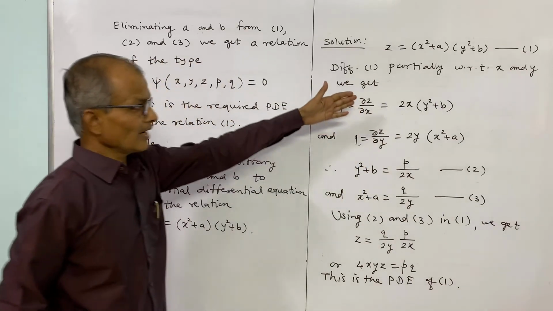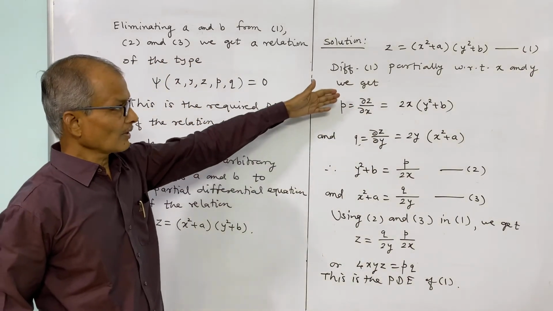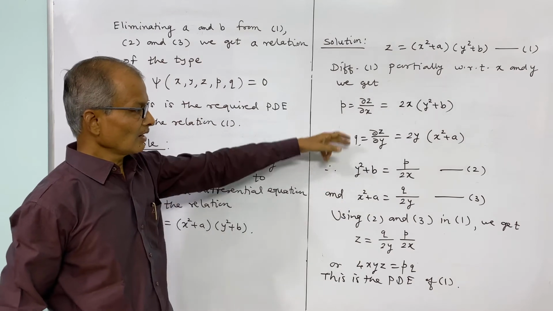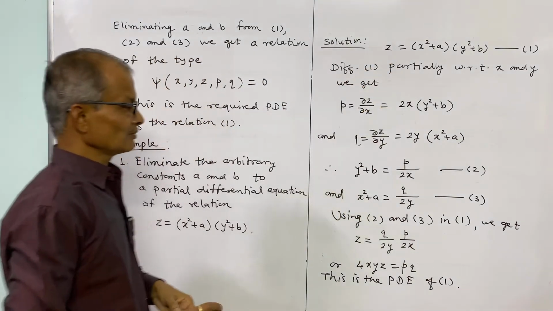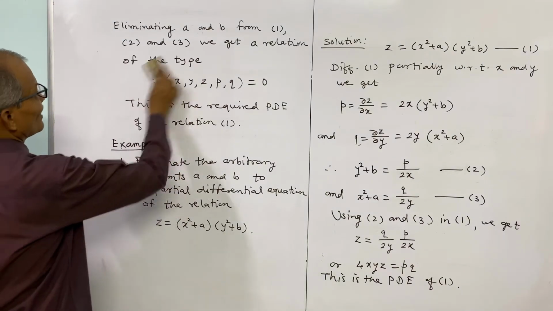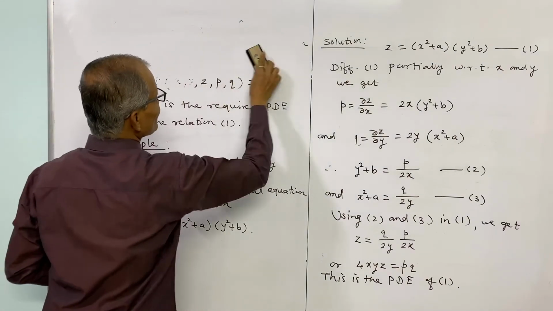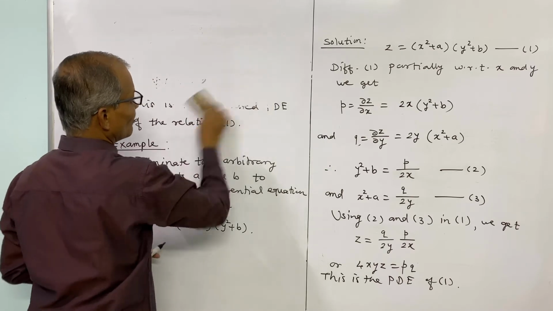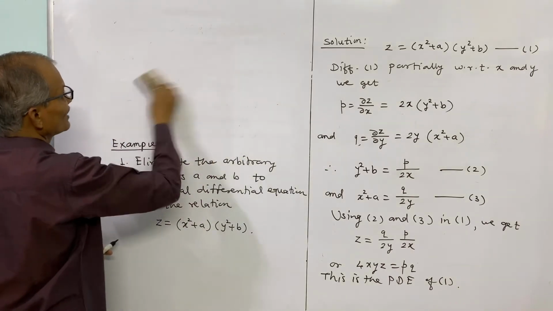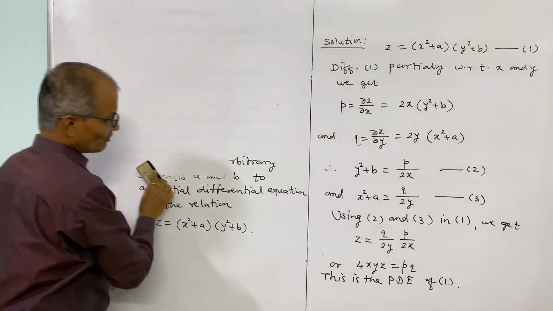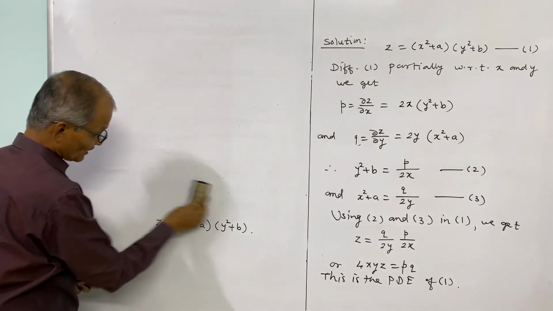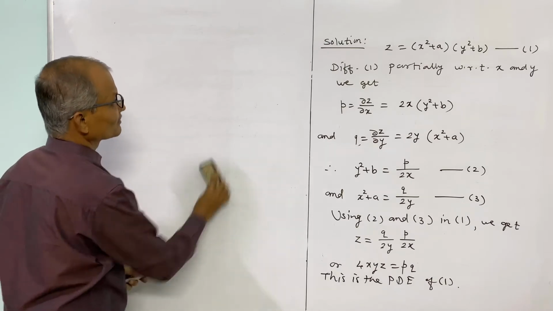So in this way we can eliminate a and b from relations 1, 2 and 3, and 2 and 3 are obtained by differentiating 1 partially with respect to x and y. So this is the method that we know earlier also. Now there is another way to form a partial differential equation by eliminating an arbitrary function that we shall consider.